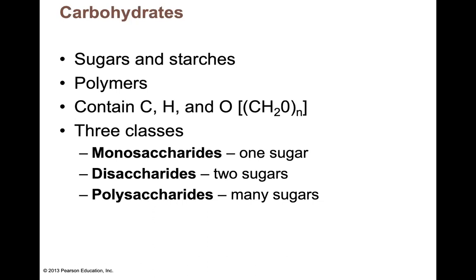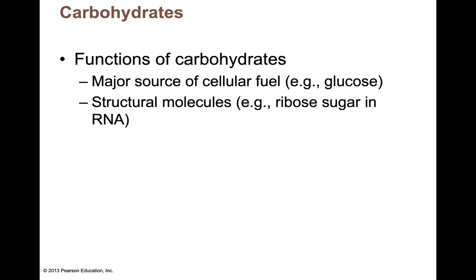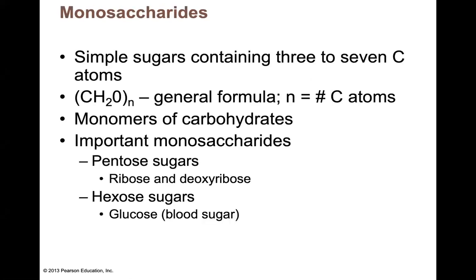That's what that's saying. There are 3 classes. You have monosaccharides, which is 1 sugar, disaccharides, which is 2, and polysaccharides, which is many. The functions of carbohydrates is that it's oftentimes a major source of cellular food, such as glucose. And it can also be found as a structural molecule. Ribose sugar, which is found in RNA, deoxyribose sugar, which is found in DNA, for example.